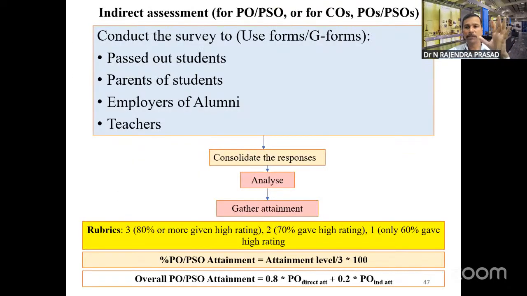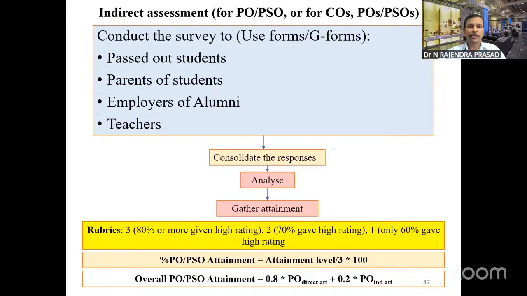This is all about the direct assessment. Next, indirect assessment. Prepare a questionnaire. As I have already told you, circulate the questionnaire either in online or offline mode. Using Google Forms, you can circulate the questionnaire online, or print the questionnaire and circulate it to the respondents, collect the responses, analyze them, use the rubrics, and convert that into attainment level.